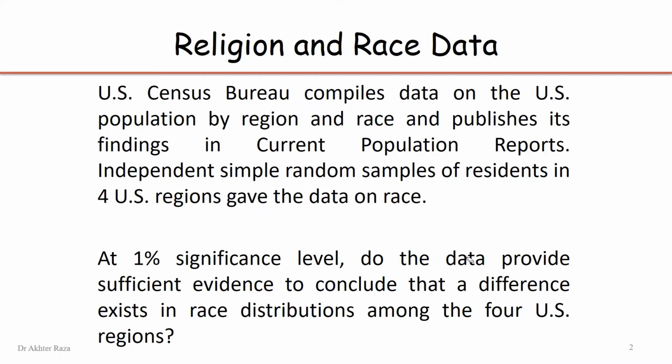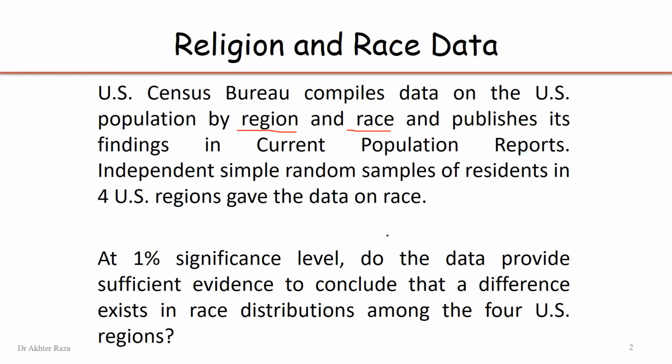In this recording, we are going to discuss one complete case. In this case, the data of the US Census Bureau compiled about the population of the US. 3 different races and 4 different regions are to be considered. So there are two nominal variables. One of the variables is region and the other variable is race.